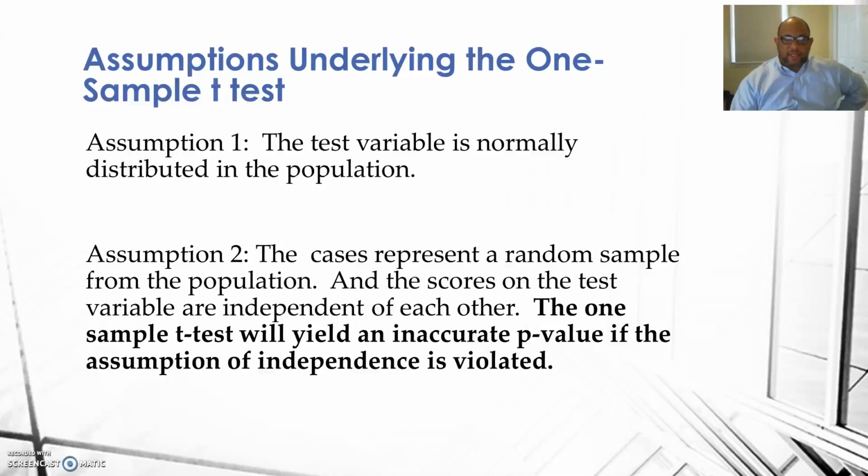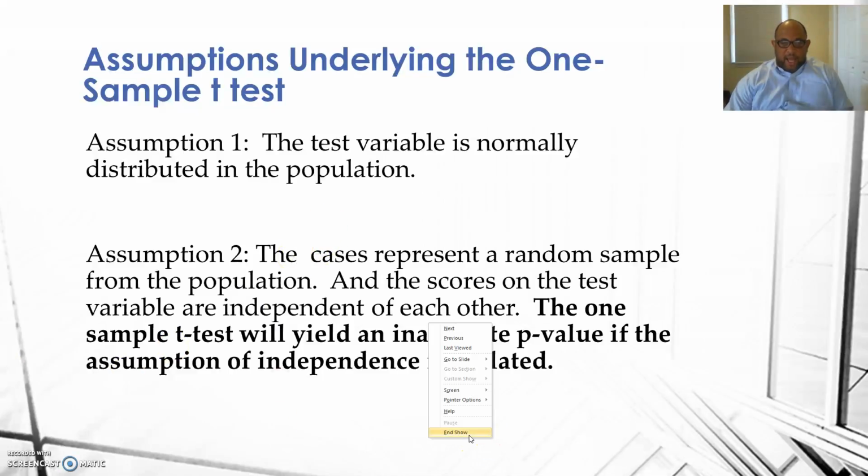Assumptions underlying the one-sample t-test. You have two assumptions here. Assumption one: the test variable is normally distributed in the population. And you have two parts of assumption two. You have the random sample, whether it's a random sample from the population, and that is no, and then you have the scores on the variables are independent of each other, and that's correct. And you can see what will happen if you violate the second part of that. We have that in bold.